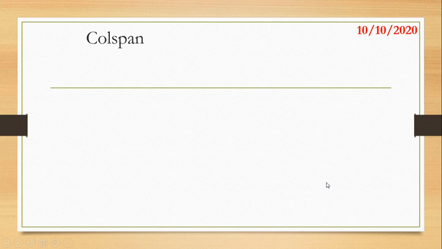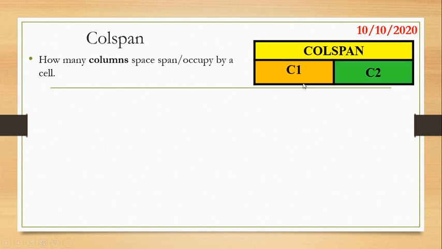Now the next one is Colspan. Colspan means how many columns of space are occupied by a single cell. That is called Colspan. Now look at here. In this table we have two rows, first row and second row, and same thing we have two columns, first column and second column, and this first cell occupies the space of two columns, C1 and C2. That's why over here we have to use Colspan.